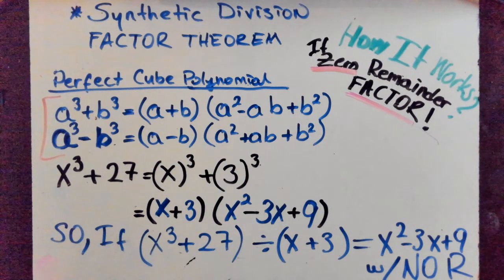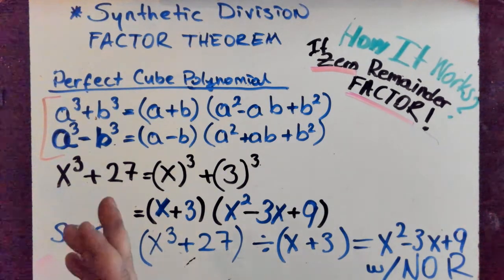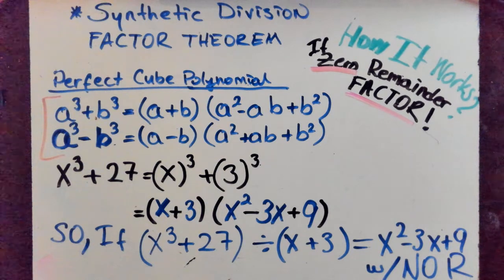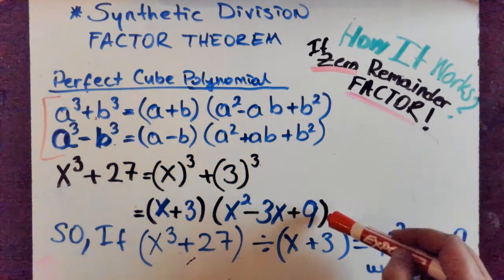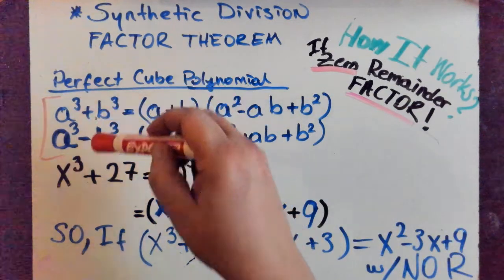So x to the third power plus 27, from the sum of perfect cubes rule, basically looks like x to the third power plus 3 to the third power, because 27 is 3 times 3 times 3. So I can write this as the first binomial x plus 3 multiplied by a quadratic, x squared minus 3x plus 9. Compare these two and you will see what I'm talking about.